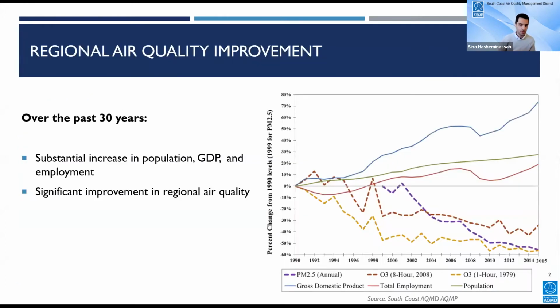So as many of you know, air quality generally has improved in the US over the past decades. For example, in the plot to the right, you see the annual trends of PM2.5 and ozone in the South Coast Air Basin as compared to the 1990s. It is quite clear that the levels of these pollutants have come down significantly. It's also important to note that these improvements have been achieved while we see a significant increase in population, GDP, and employment at the same time.